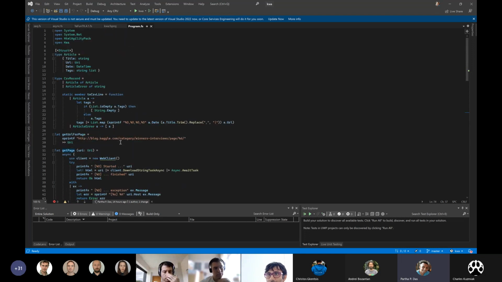Now you can just see, of course I defined the type. So what do I mean by an article? It's a title, the URI, so that I could click on it and go to that and read the details. The date when it was published, the older the article, the lesser the value, and tags are essentially NLP, vision or whatever. It's a list of tags. And then a CSV record is either an article or an error. So maybe the URI was not proper, or maybe the HTML was not properly formatted and things like that.